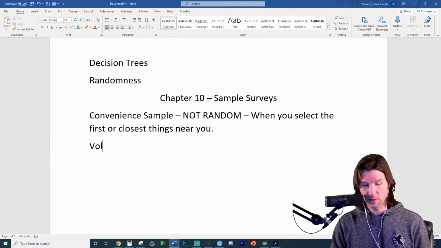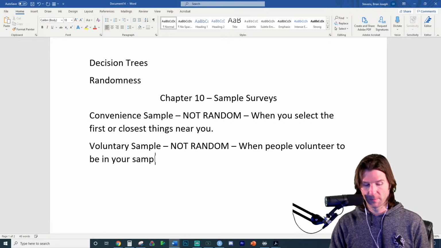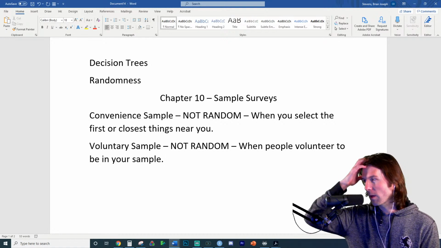And then we also have voluntary samples. This is also voluntary bias, not random. It's when people volunteer to be in your sample. This is just voluntary sampling. It's not good. I mean, sometimes you have to do it.